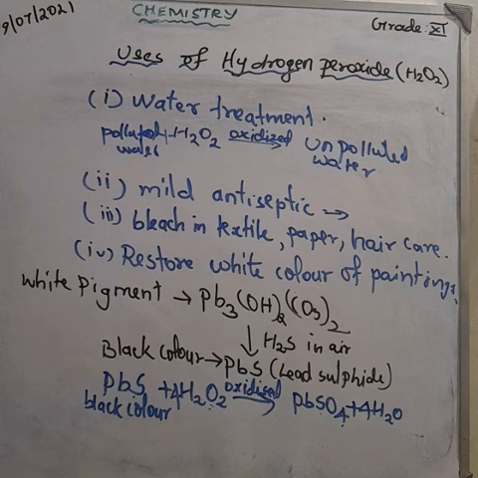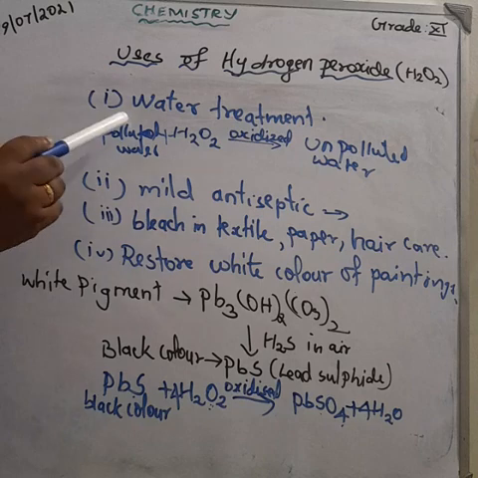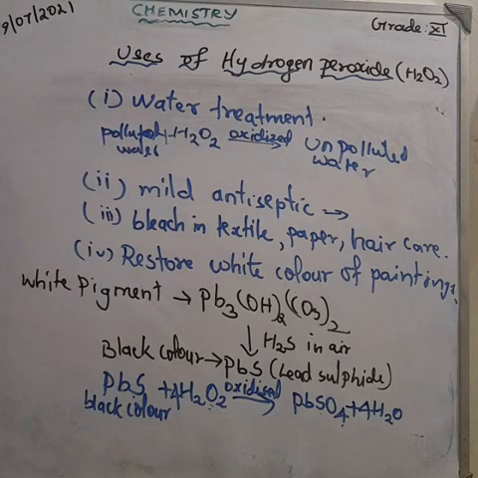Okay, these are the uses of hydrogen peroxide. So how many uses are there? There are 4 uses given. First use, the hydrogen peroxide is used in water treatment to oxidize the pollutants.